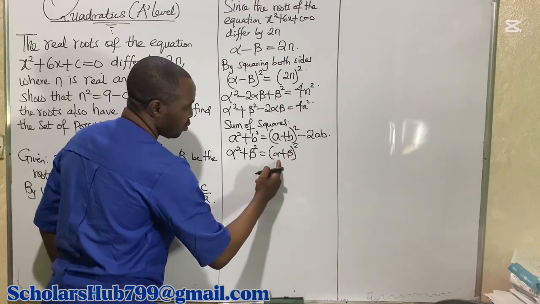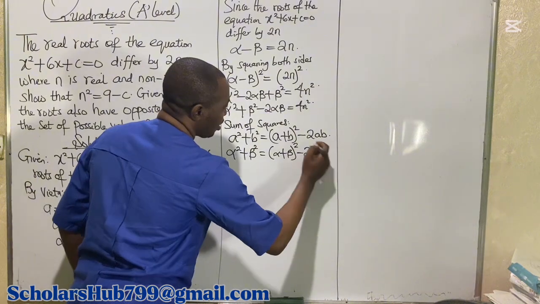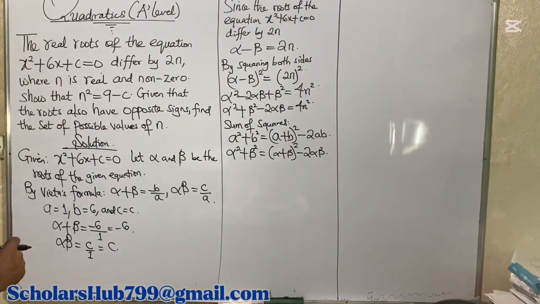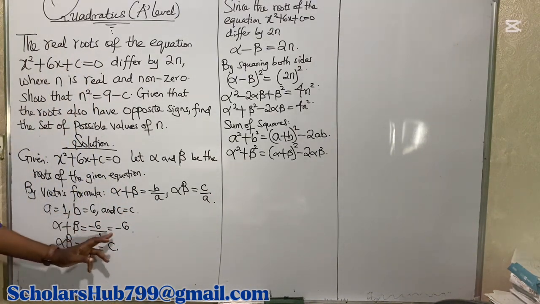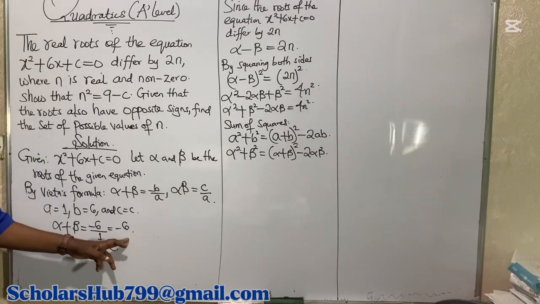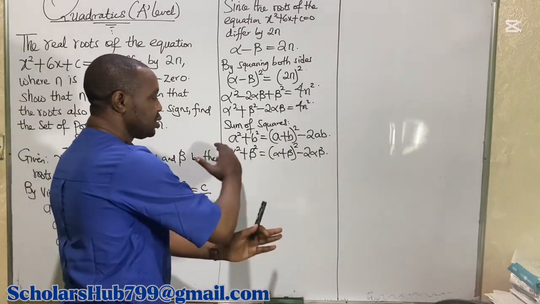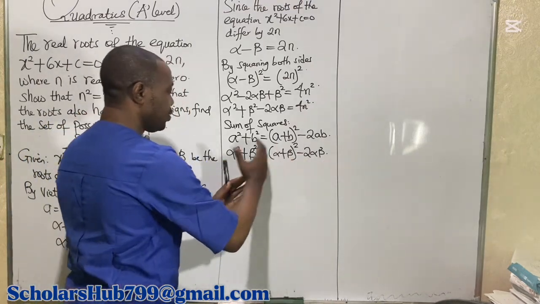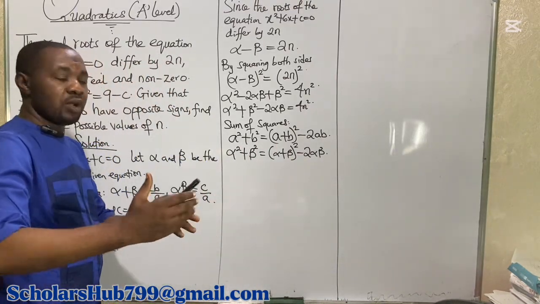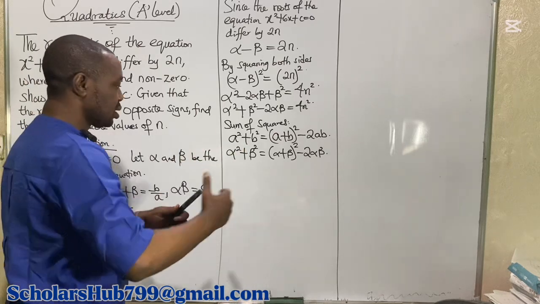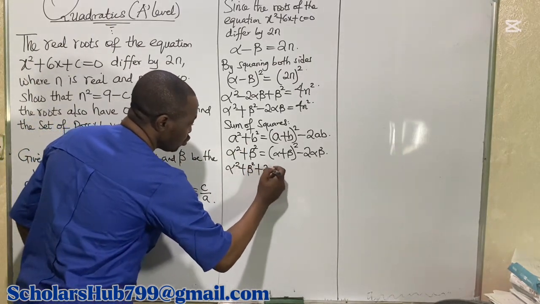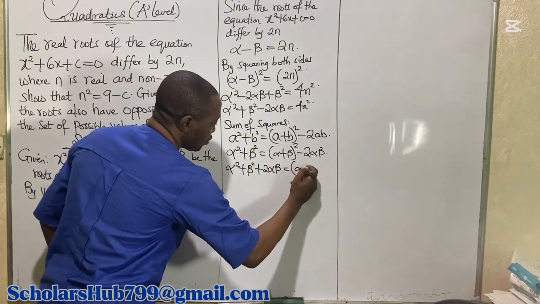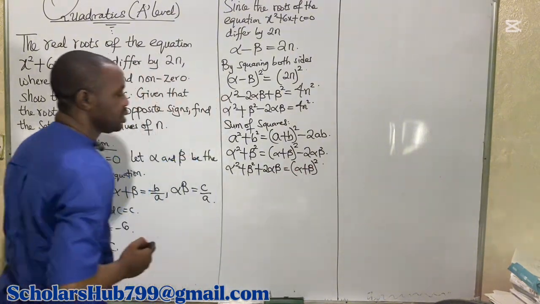That's the square of alpha plus beta, negative 2 alpha beta. Okay, so now, because we know that alpha plus beta is negative 6, let me rearrange this equation so that we can have the square of alpha plus beta on the right hand side. So we can say that alpha squared plus beta squared plus 2 alpha beta will be equal to the square of alpha plus beta.